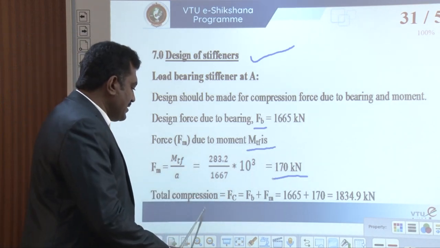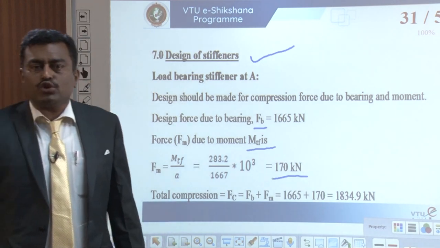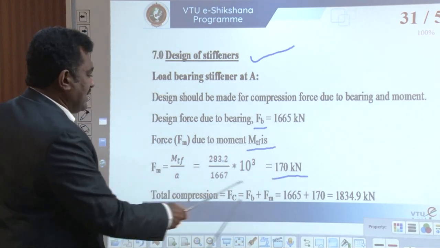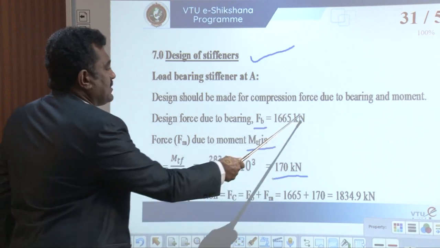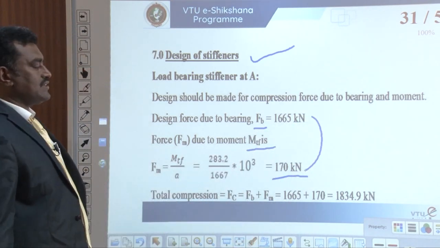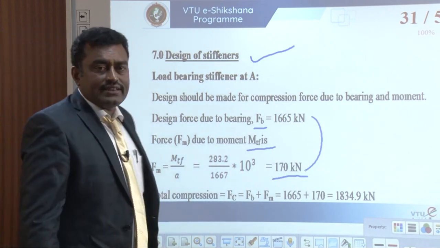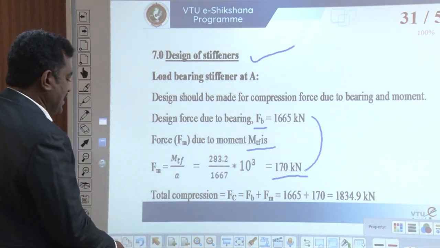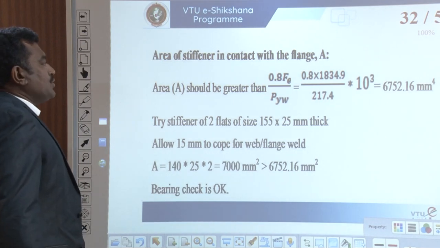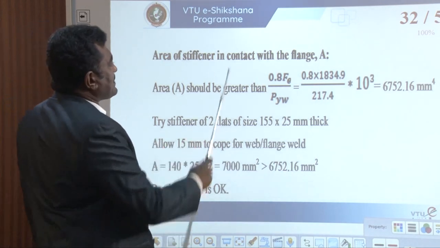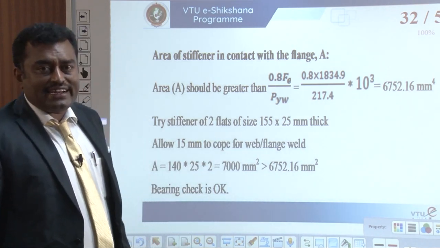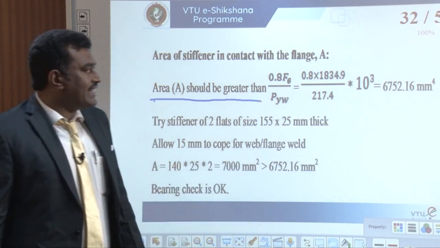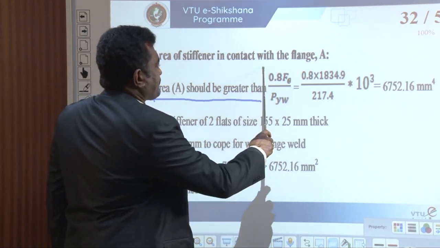Then the total compression is FC is equal to FB plus FM. This is FM, and this is FB. This plus this, 1665 plus 170, gives 1834.9 kilonewton. This is the total compression force acting on the plate girder for designing the stiffener. The area of the stiffener in contact with the flange at the end, at A, should be greater than this relation. What is this relation?